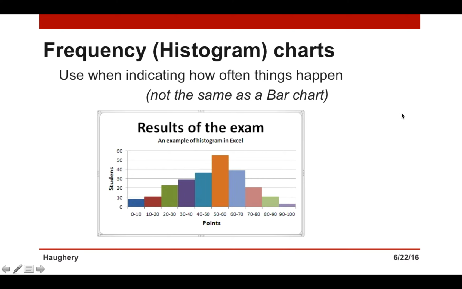Frequency or histogram charts. These are also similar to bar charts but have a nuance to them. The nuance is that these are used when we want to indicate how often something happens. So not only how much of each category, but how often. Frequency. And a lot of times we can visualize this as a bell curve, or exam grades, or test grades, or quiz grades in a class. And of course we have along the bottom here the points on the quiz, up to 100 points, and how many students scored each range of points.